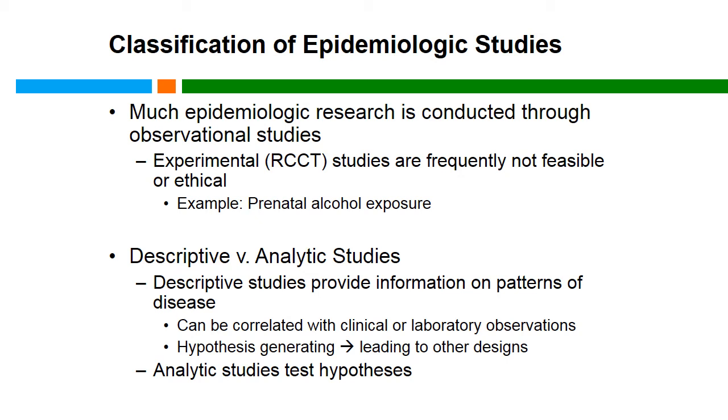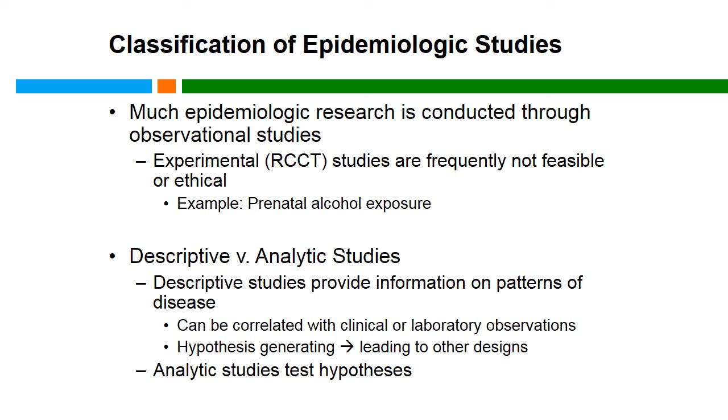So most epidemiologic research is conducted through observational studies, and that's because frequently experimental designs, randomized clinical trials for example, are not feasible or ethical to conduct in human populations. So, for example, prenatal alcohol exposure, tobacco smoke exposure, these are exposures to toxicants that we can't randomize to an intervention group or an exposure group and study the difference between those that are and aren't exposed. And so we're left with doing observational studies that hopefully lead us to the same results that we would get from a clinical trial.